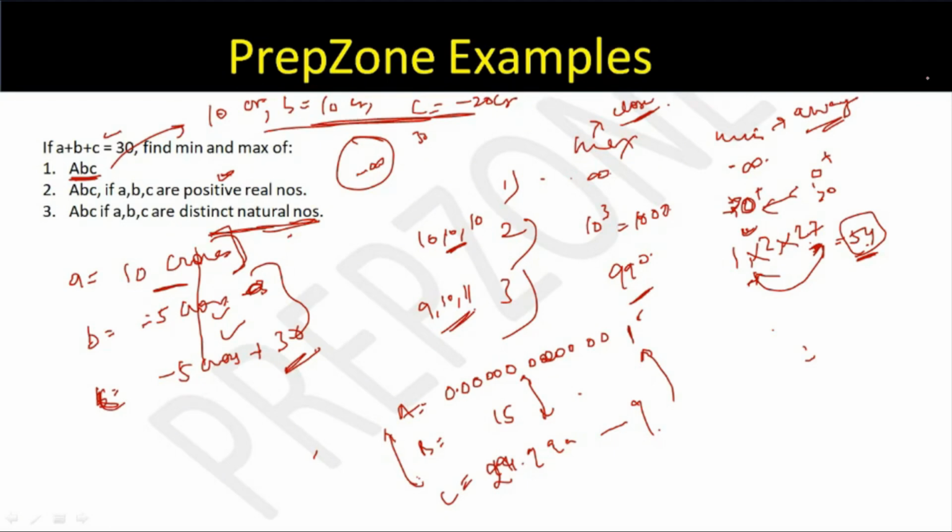Okay, so if there would be negative real numbers included, then would it be minus infinity? Yes. Okay. But then the maximum value would have been 0 because the product of 3 negative numbers can't be positive.